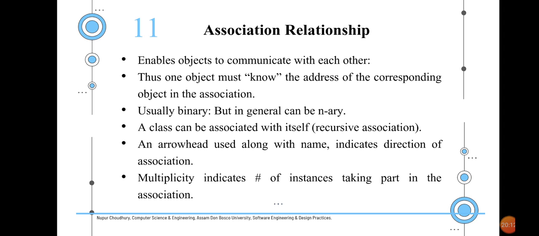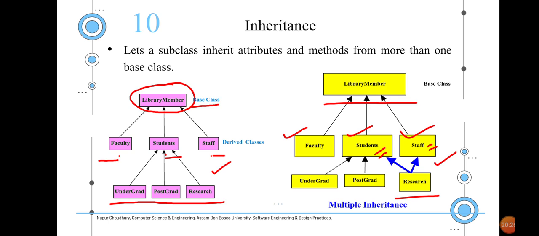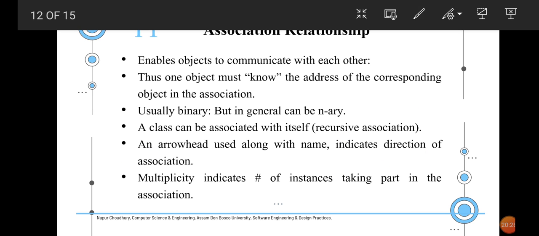A class can be associated with itself, which is a recursive association. Generally we have to show the interaction of different classes with each other, but here in the association relationship a class can have an interaction with itself. So suppose this is a class, it can have a recursive relation or recursive association with itself. An arrowhead used along with the name indicates the direction of association. So we use an arrow in order to represent this.